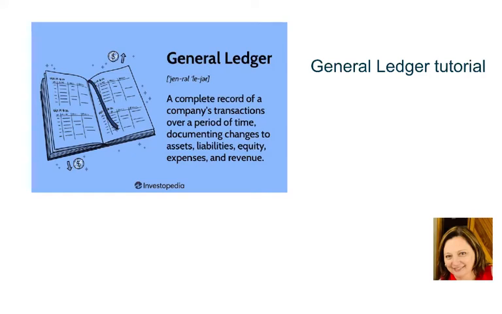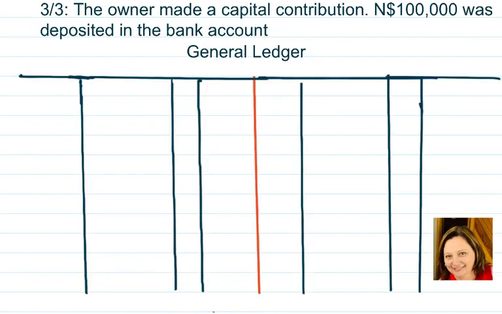Welcome back to our second session on the general ledger. During this session, we will do a few examples only to strengthen your understanding of the general ledger. You will recall from the previous sessions that our general ledger consists of 8 columns.